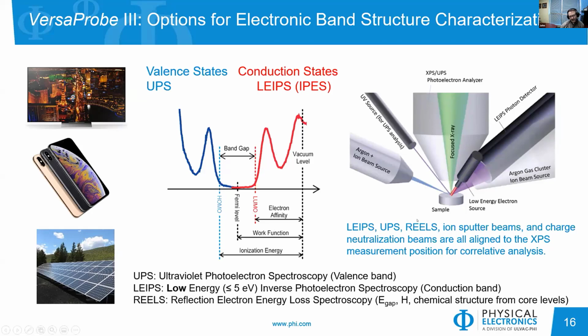We also have REELS available recently here, and that's also used for looking at band gaps, especially wide band gap materials, also for detecting hydrogen as well as chemical structure from core levels such as carbon.